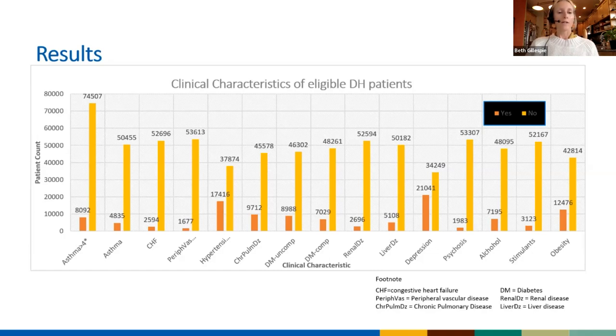So other than asthma, congestive heart failure, peripheral vascular disease, hypertension, chronic pulmonary disease, diabetes, both uncomplicated and complicated, renal disease, liver disease, depression, psychosis, alcohol use disorder, stimulant use disorder, and obesity. And looking at specific disease groups, we at Denver Health have relatively high percentages of people with hypertension, chronic lung disease, diabetes, depression, alcohol use disorder, and obesity. Next slide, please.